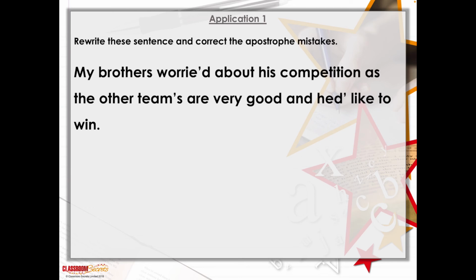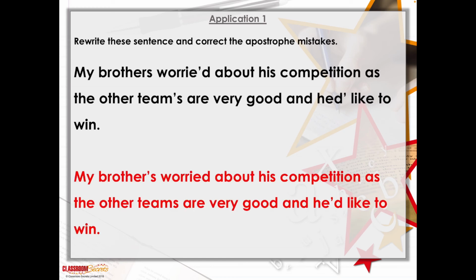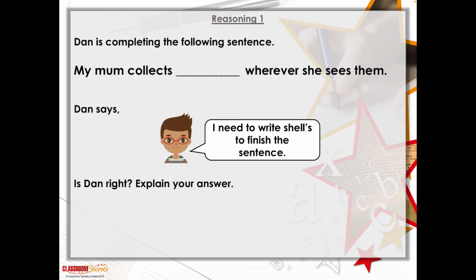So let's carry on. My brother's worried about his competition as the other teams. Now here it's just talking about more than one team. Nothing's belonging to these teams, so it's just a plural spelling and no apostrophe is needed. And he'd like, the other teams are very good and he'd like to win. So he'd is a shortening of he would. So the apostrophe doesn't want to go at the end of the word. Where do you think it should go? Yes, that's right. It goes between the E and the D. Let's just check those answers. My brother's worried about his competition as the other teams are very good and he'd like to win.